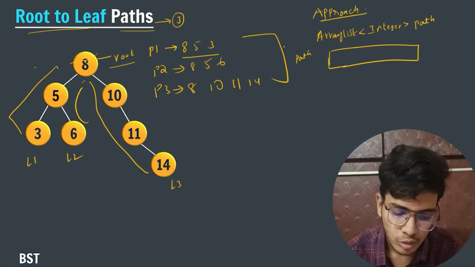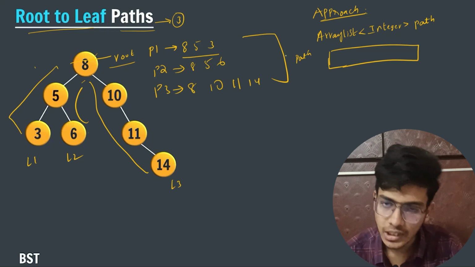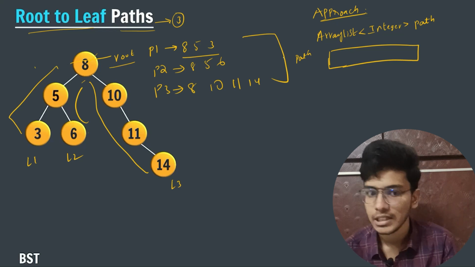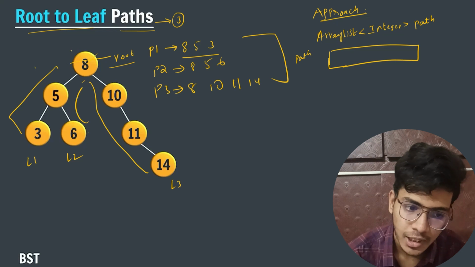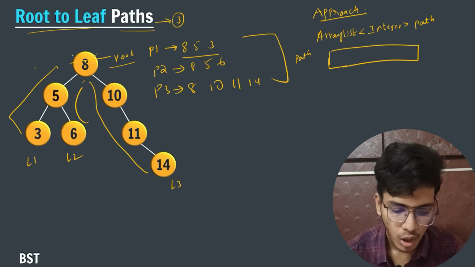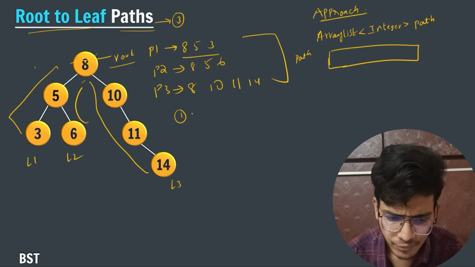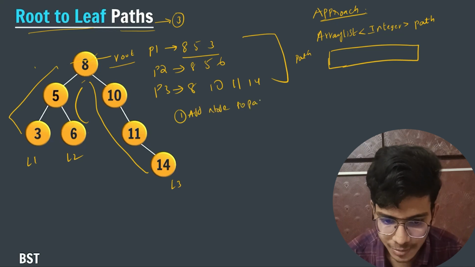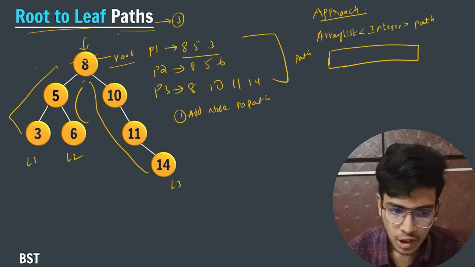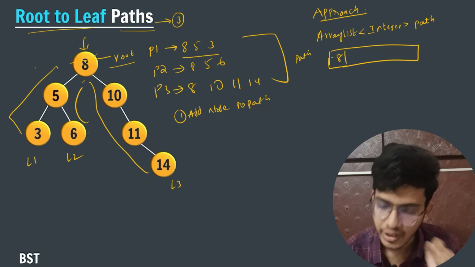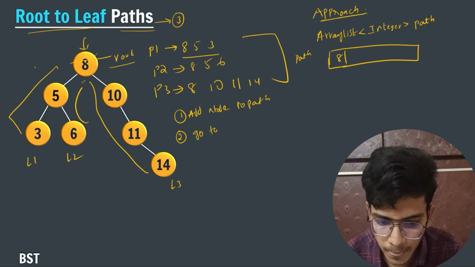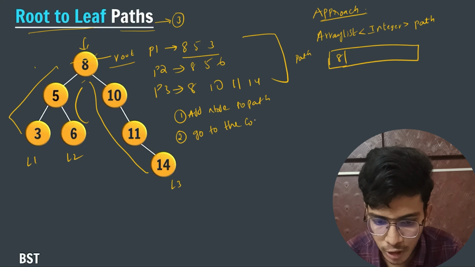Now I will iterate through each and every node, and as I iterate, I will add that particular node's data into my array list. So first of all, initially I am at root 8, right? So step 1 is add node to path. Initially I am at node 8, so I will add its data. So I will add 8. After that, the second step will be go to the corresponding left part.